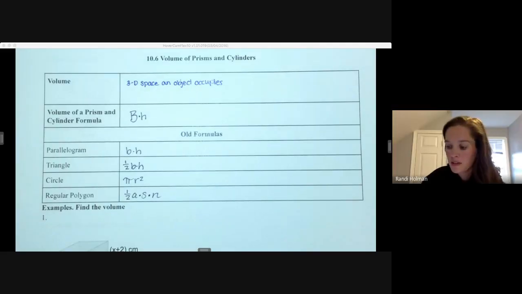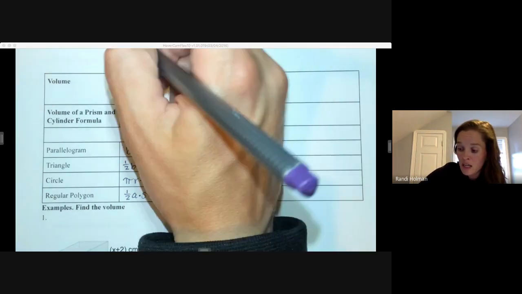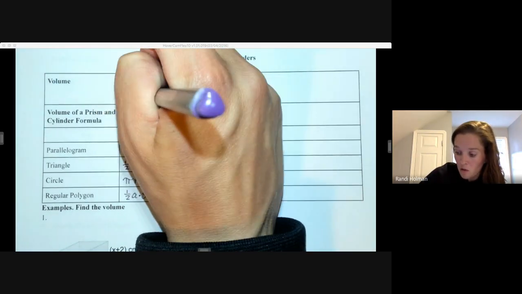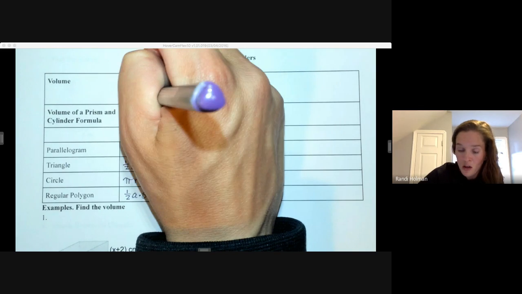Hey, and welcome. In this video, we're going to be looking at 10.6, which is the volume of prisms and cylinders. So to start us off, let's just take a look at what volume is. Volume is the three-dimensional space that an object occupies. So what we're going to be looking at here is, in 3 dimensions, how much space it is filling up. So we're using 3-dimensional units like cubic meters or cubic feet, etc.